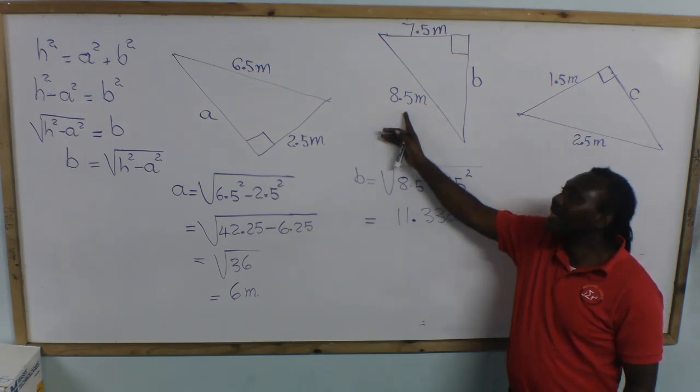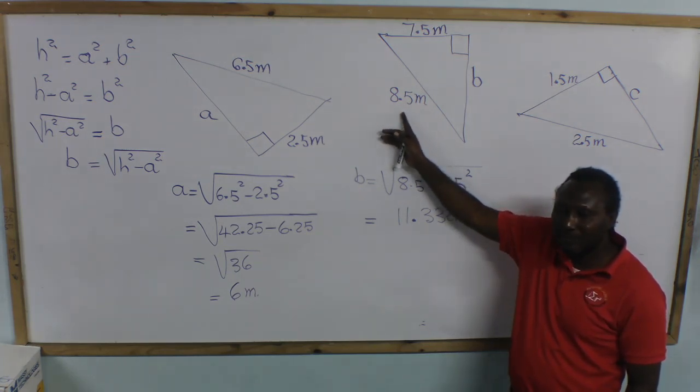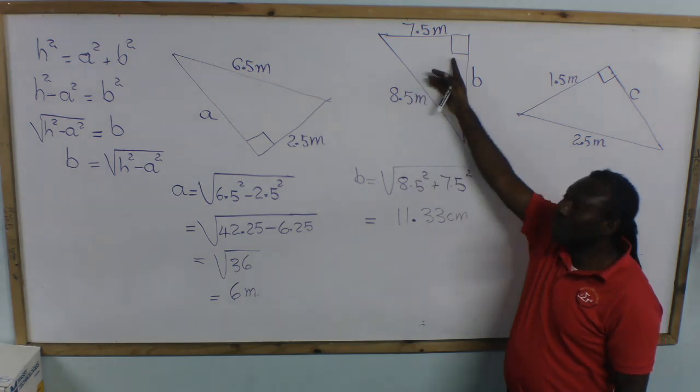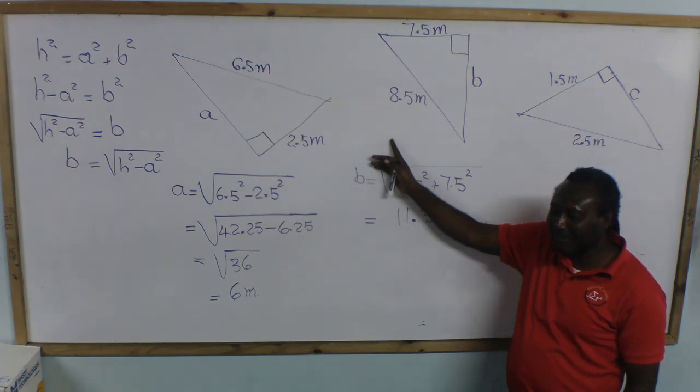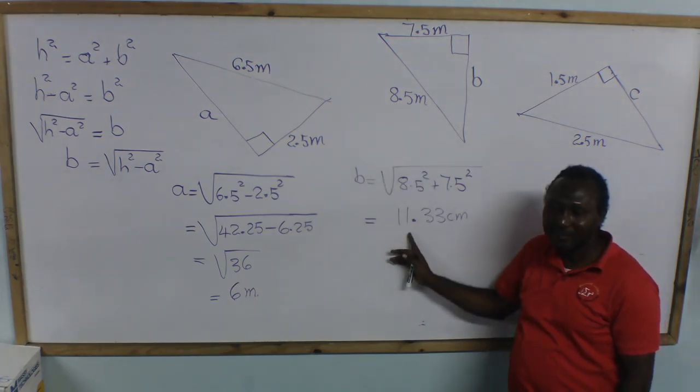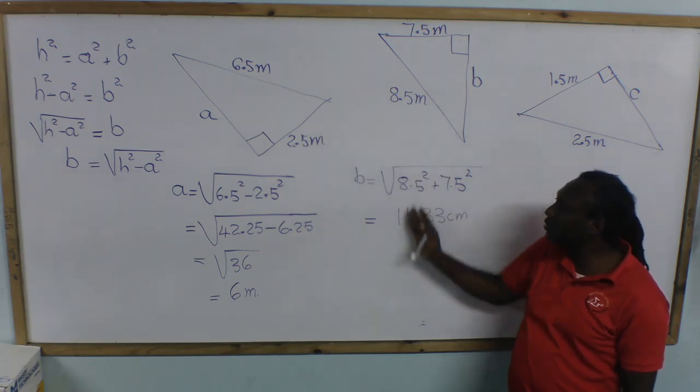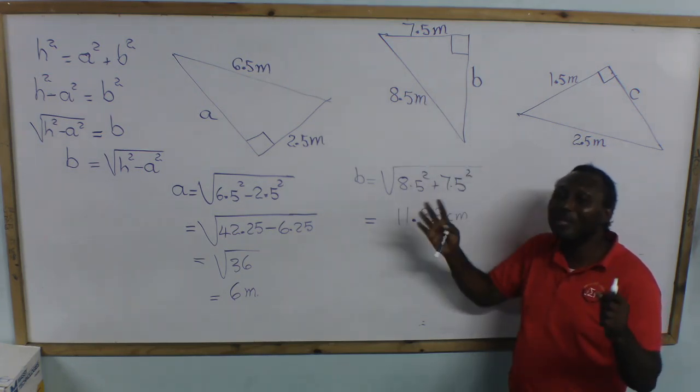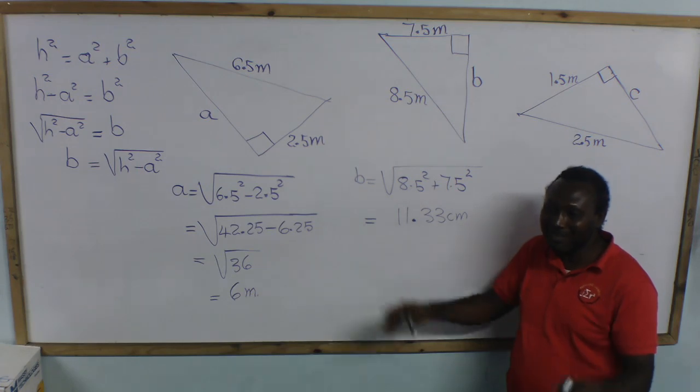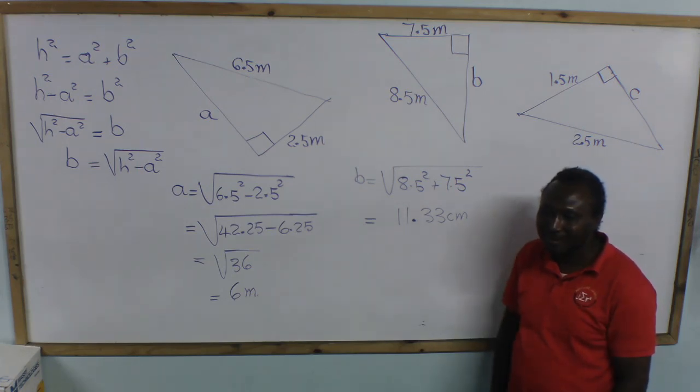Right. Now, what do you know about this in a right angle triangle? It's the hypotenuse. What do you know about the hypotenuse? It is opposite to the right angle. What else do you know about the hypotenuse? It's the longest side. Look at this. So if this is the longest side and you get 11.33, then you are sure that you did not do something right.